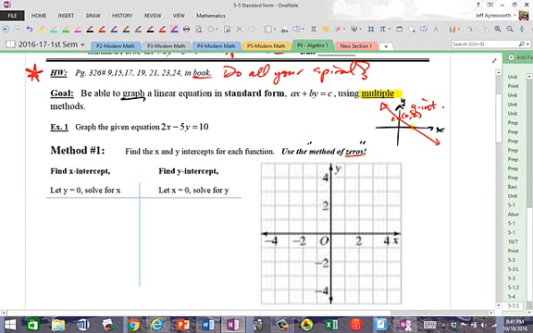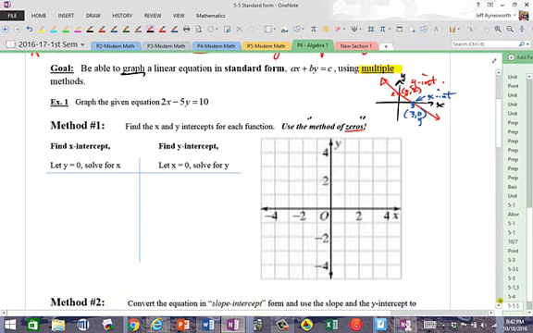Where the line crosses the x-axis right here, let's say it crosses at 3, is what's called the x-intercept. And it's at 3 comma 0. It's just right 3. And notice that y equals 0. When you want to solve for the x-intercept, you let y equal 0 and solve for x. The opposite is true for the y-intercept. You let x equal 0 and solve for y. That's called the method of zeros. You use 0. All intercepts involve 0. Either you're on the x-axis or the y-axis, depending on what intercept you're talking about.